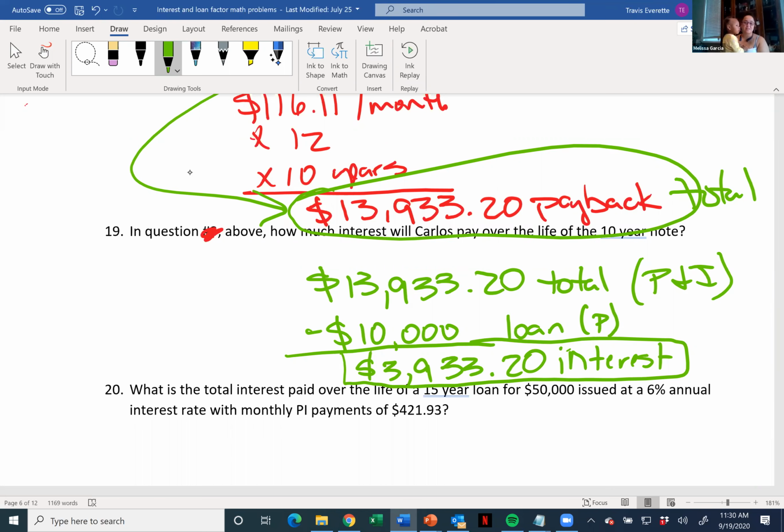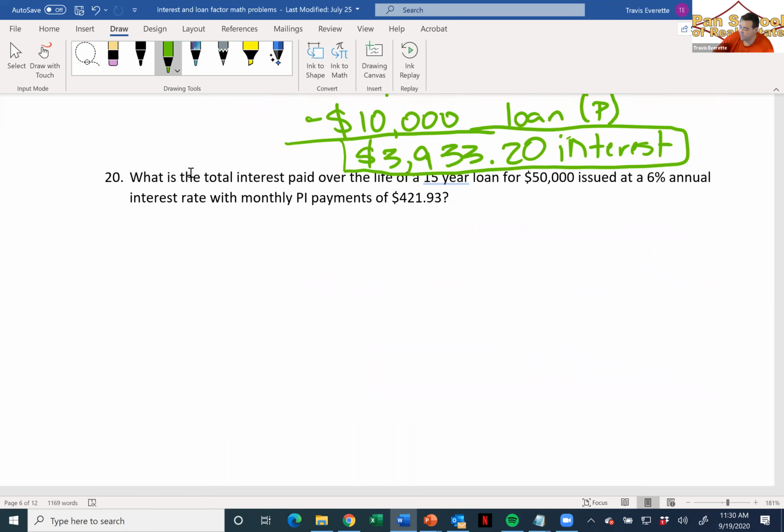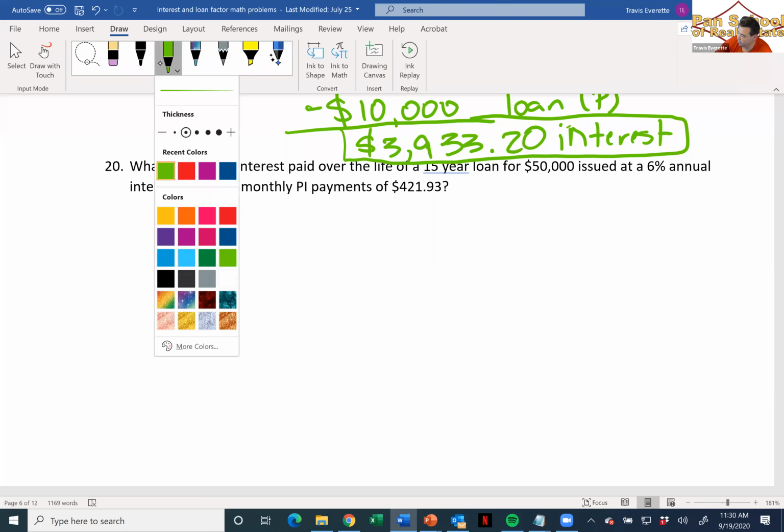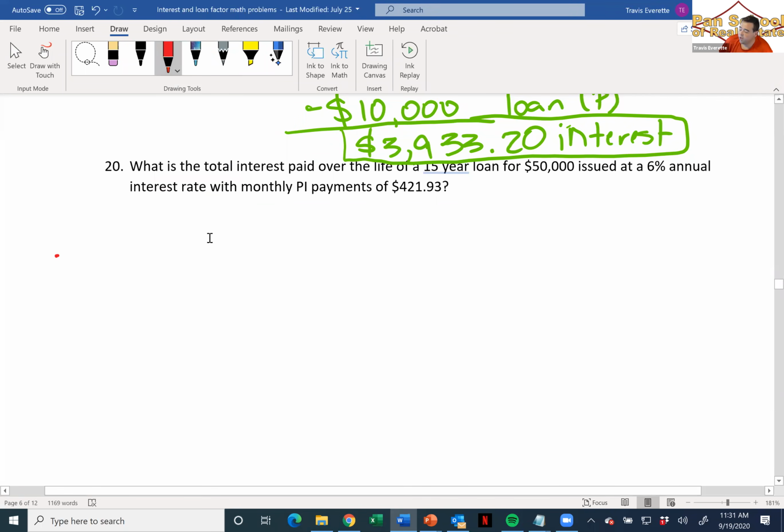Yeah. So like you tell us all the time, don't think too hard. Get rid of the fluff. These are very much ones that we don't have to think very hard on at all. And so let's do number 20 here and look at it. It says, what's the total interest paid over the life of a 15-year loan for $50,000 issued at 6% annual interest rate with monthly PI payments of $421.93?